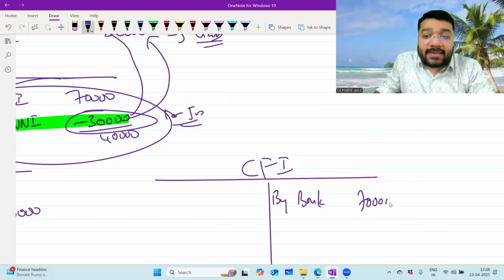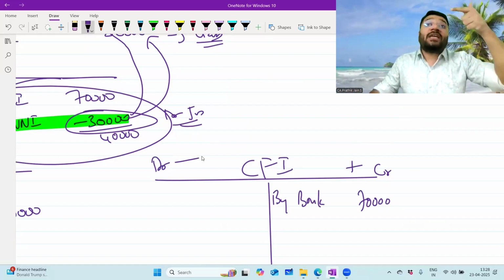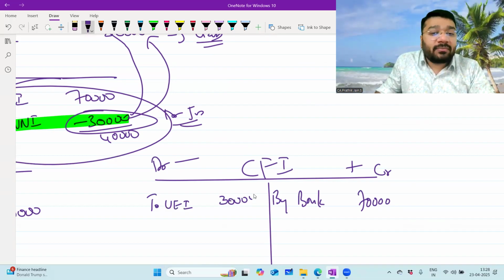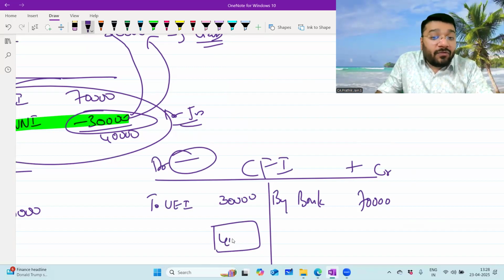70,000 on credit side. Credit here represents plus. Debit represents minus. What is the second entry? Coaching fee to unearned income. So to unearned income, how much? 30,000. Means I'm reversing my income. So what is my balance income? 40,000 and this will be transferred to your P&L.